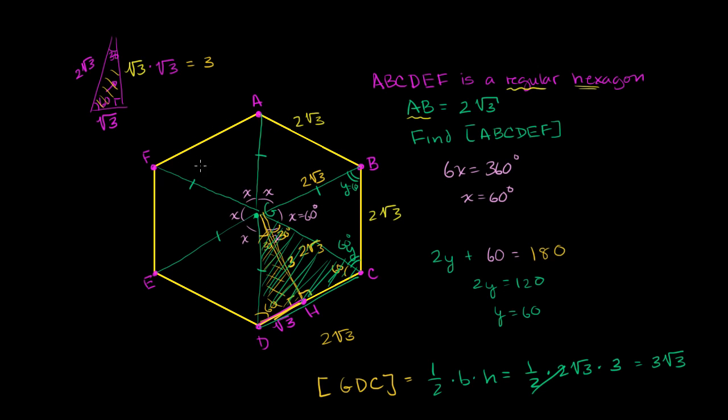If we want to find the area of the entire hexagon, we just have to multiply that by 6, because there are 6 of these triangles there. So this is going to be equal to 6 times 3 square roots of 3, which is 18 square roots of 3. And we're done.